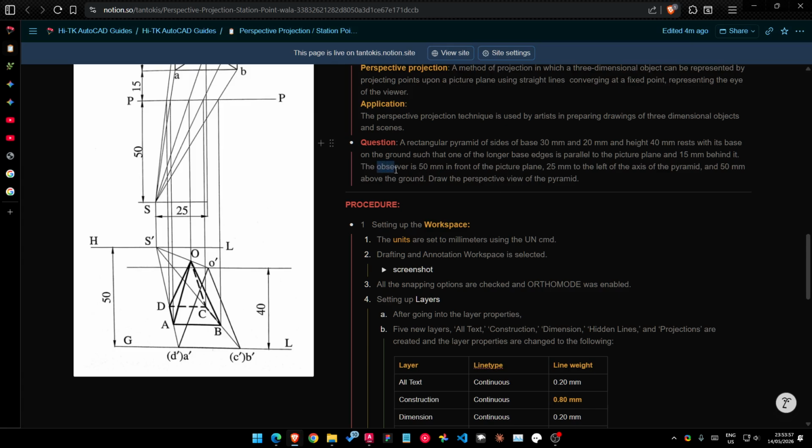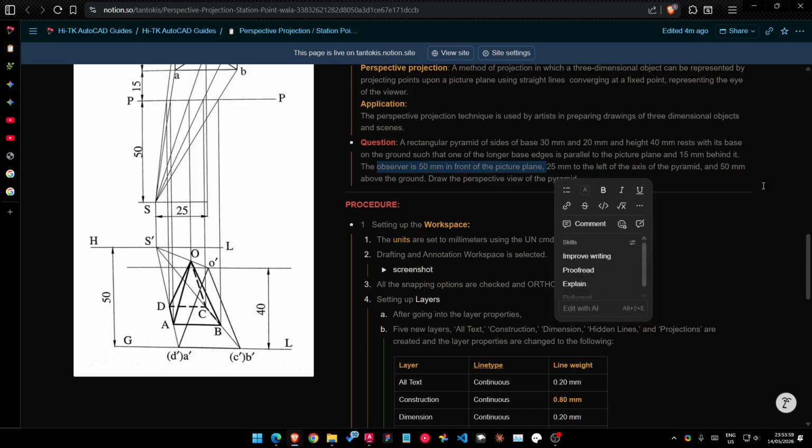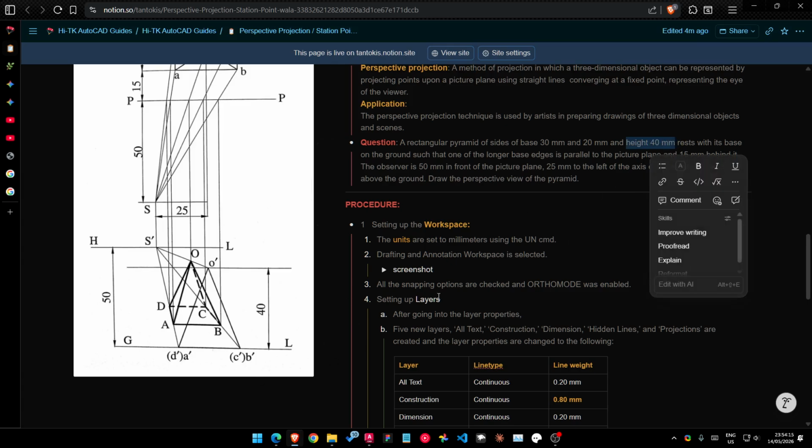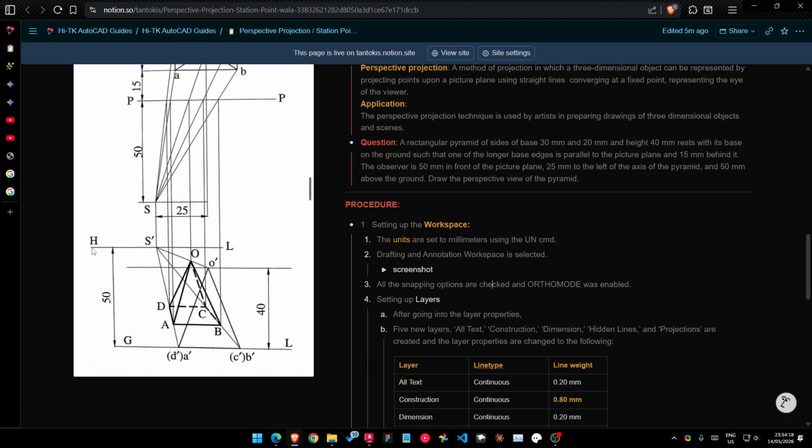Now the observer is 50 mm in front of the picture plane and 50 mm above the ground. So the distance between HL and GL is 50, but the pyramid is on the GL, and it's only 40 millimeters tall, as indicated here, 40 height, 40 mm. Do you feel the difference? That's why HL and GL are separated by 50, but this pyramid, O dash, A dash, and B dash, this triangle, has to be 40 millimeters tall because it's been specified here.